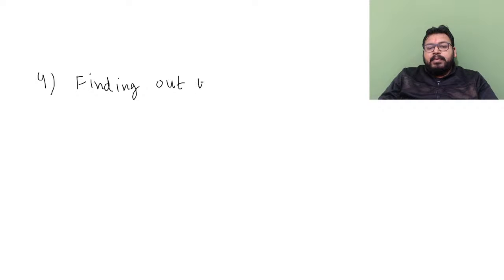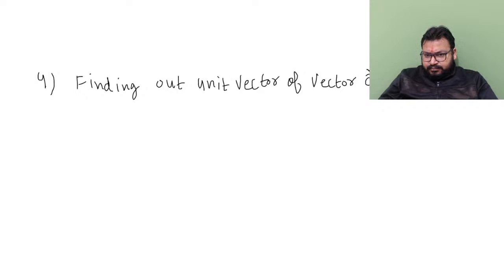But generally the unit vector is not given to you, you have to calculate that, and that is step number 4, finding out the unit vector. Finding out unit vector of vector A. Okay, so for this particular question, A cap is already given to us.